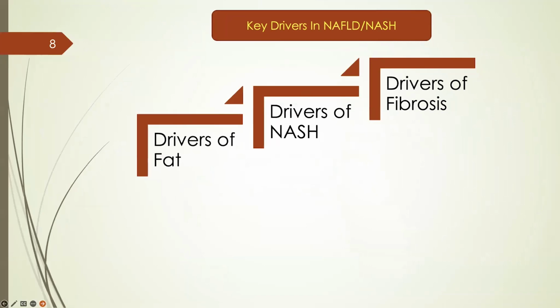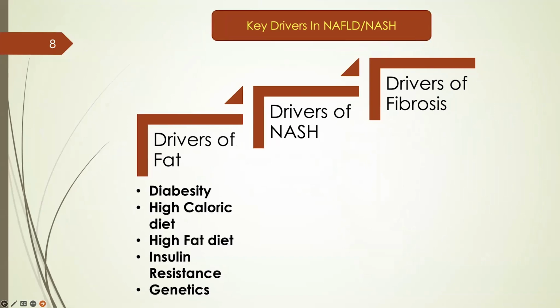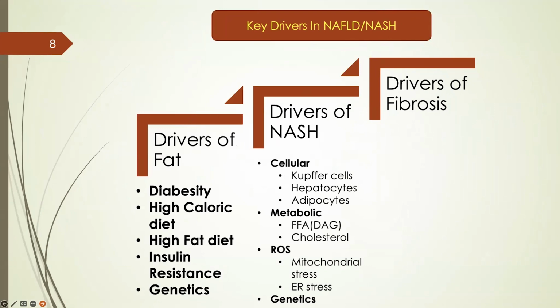So what are the drivers of the various clinical phenotypes we have? We have drivers of the fat, in the form of diabesity, high caloric intake, development of insulin resistance, and particular genes which predispose to development of fat in the liver. Then you have drivers of NASH. That means the fatty liver gets converted into an inflammatory disease process called NASH, which has recently been referred to as MASH or MASLD.